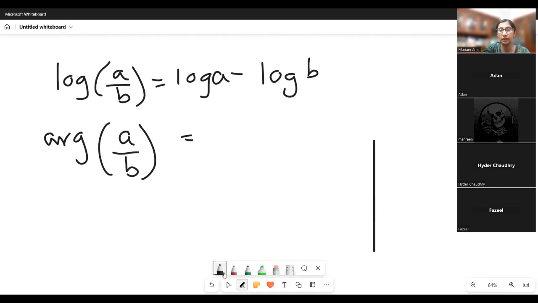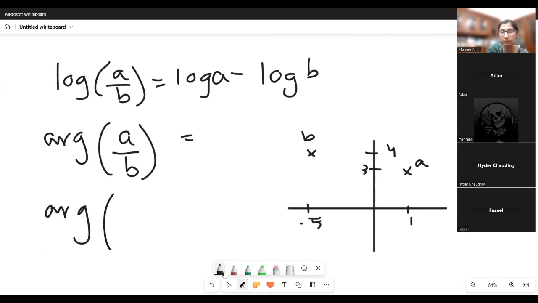There's a complex number A. Let's say there's A here, and there's another complex number B. So what is the argument of A divided by B? Instead of actually stating these complex numbers, let's say this is 1 and 3, and let's say this is minus 5 and 4. So they're actually asking you to find the argument of 1 plus 3 iota divided by minus 5 plus 4 iota.